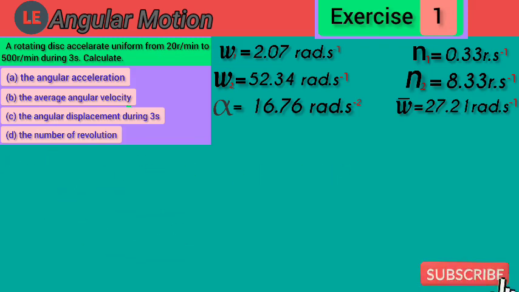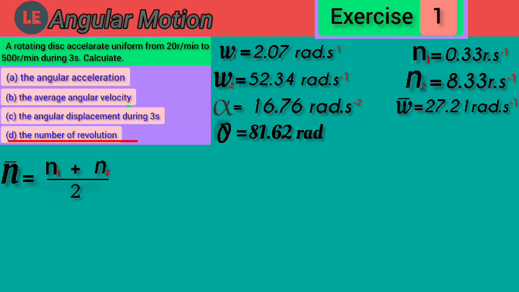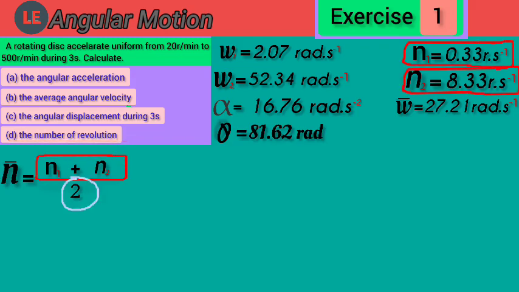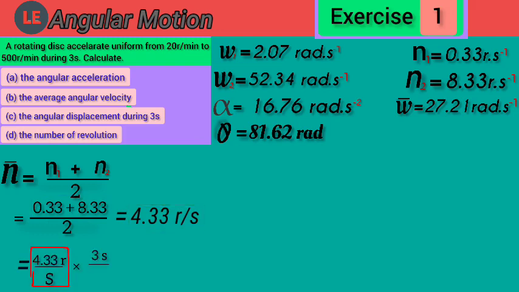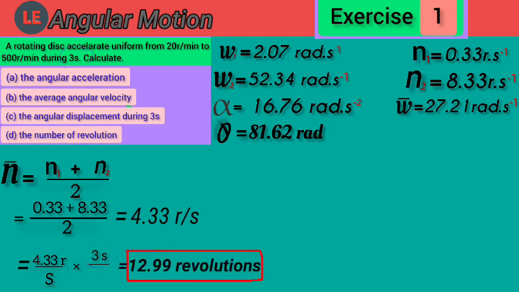Now we calculate the number of revolutions. We simply add together n1 and n2 all divided by 2. That is 0.33 plus 8.33 all divided by 2. We get 4.33 revolutions per second. Then we say, 4.33 revolutions per second times 3 seconds, we get the number of revolutions to be 12.99 revolutions.